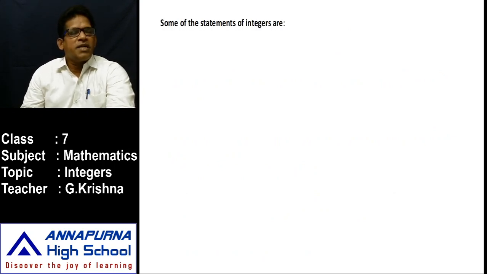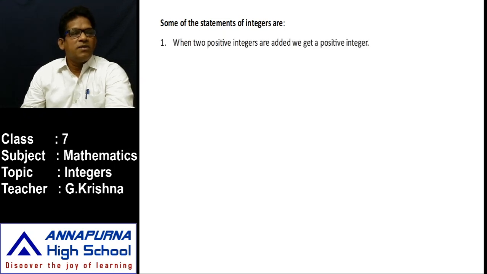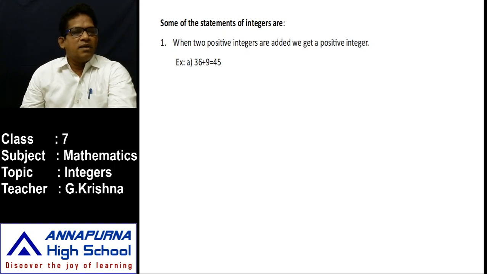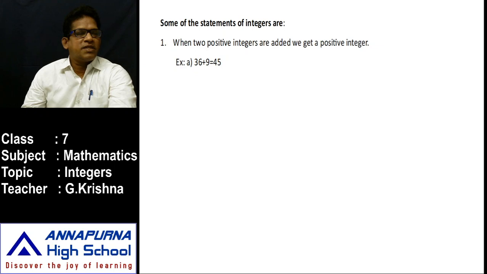Now some rules and statements of integers. Let me explain. What is the first rule? When two positive integers are added, we get a positive integer. That means we have already learned the sum of two positive integers is positive only. For example, take 36 and 9. 36 plus 9 is equal to 45.